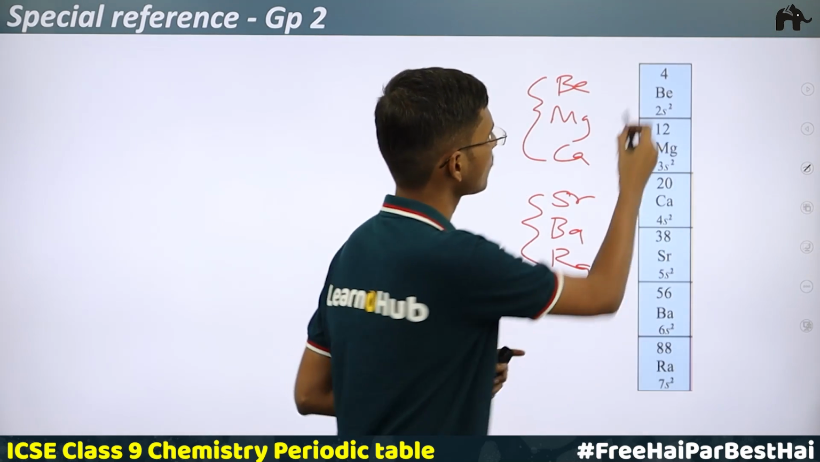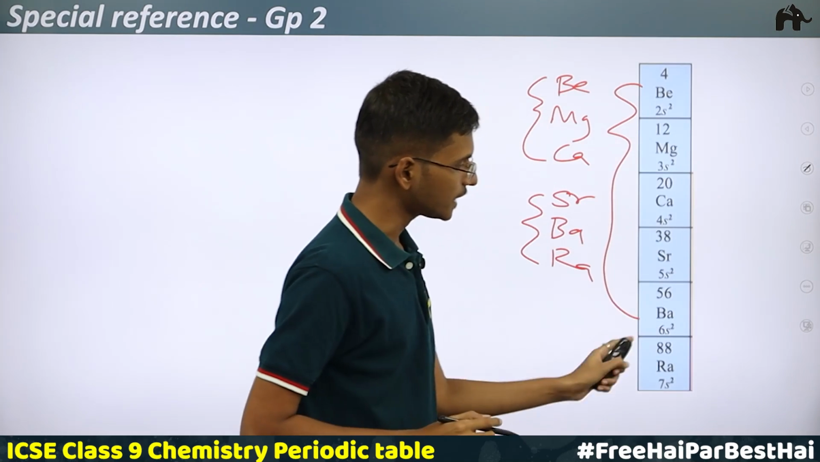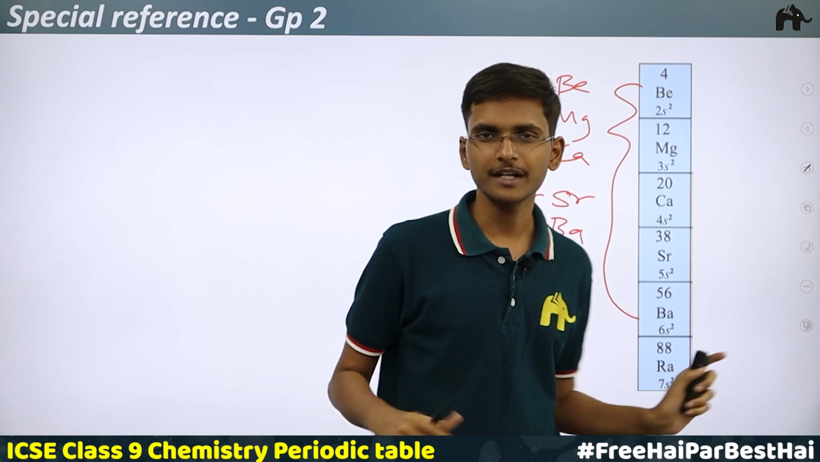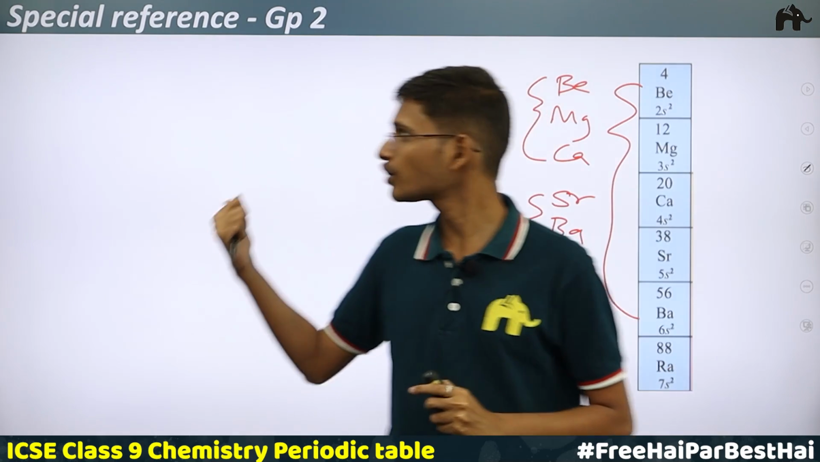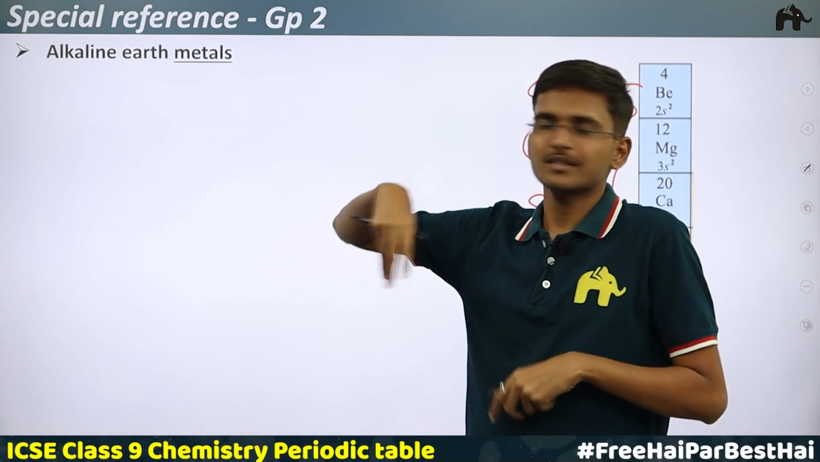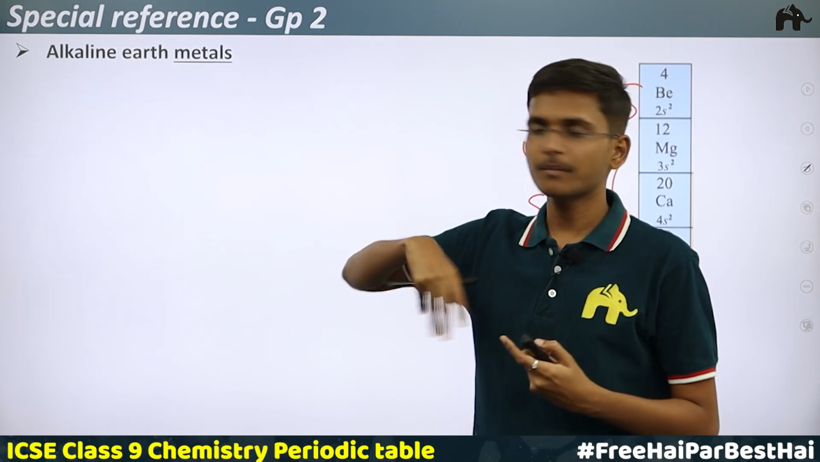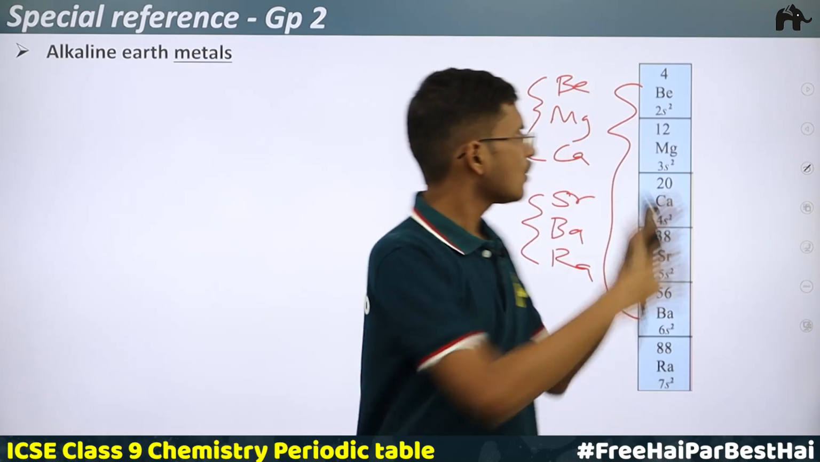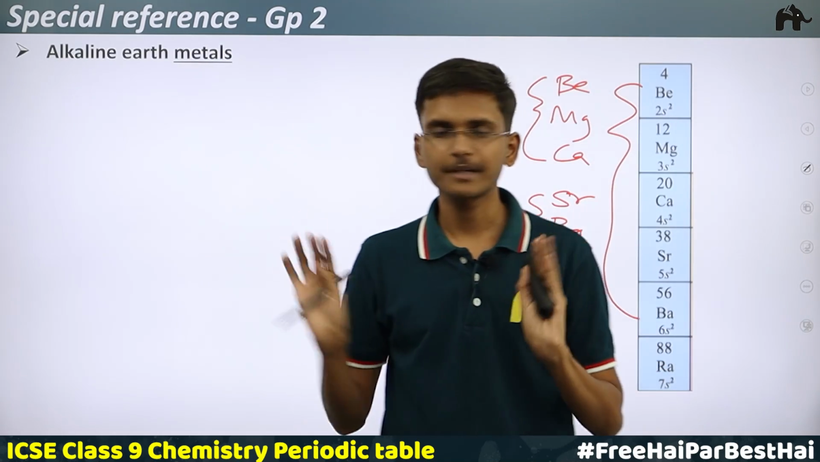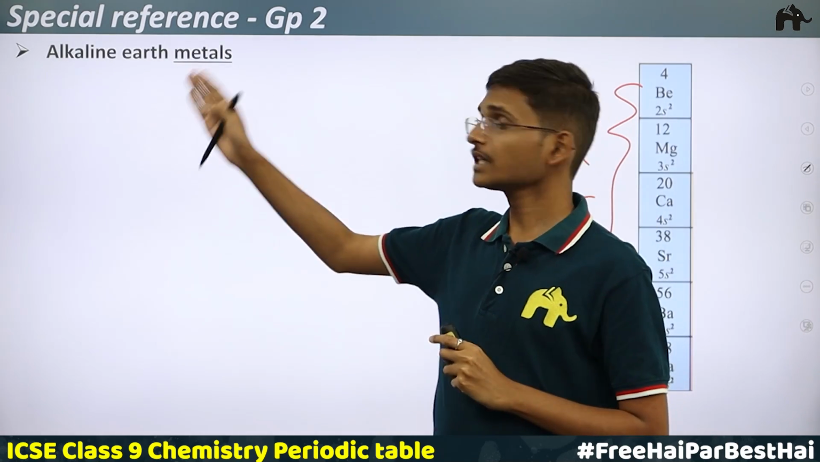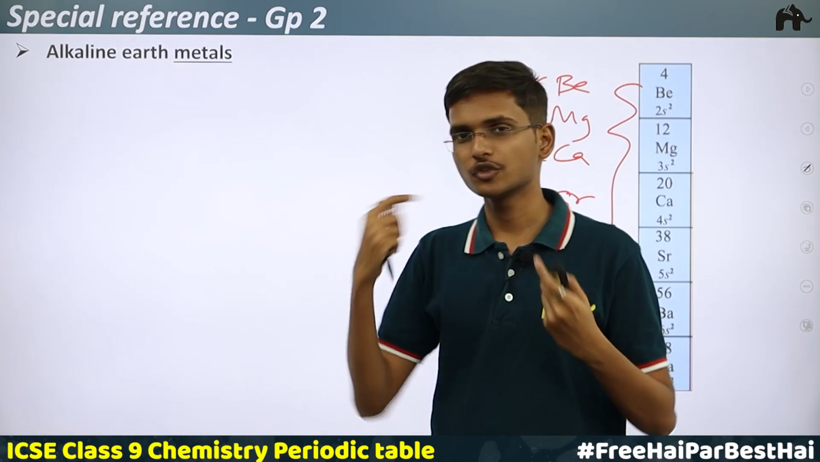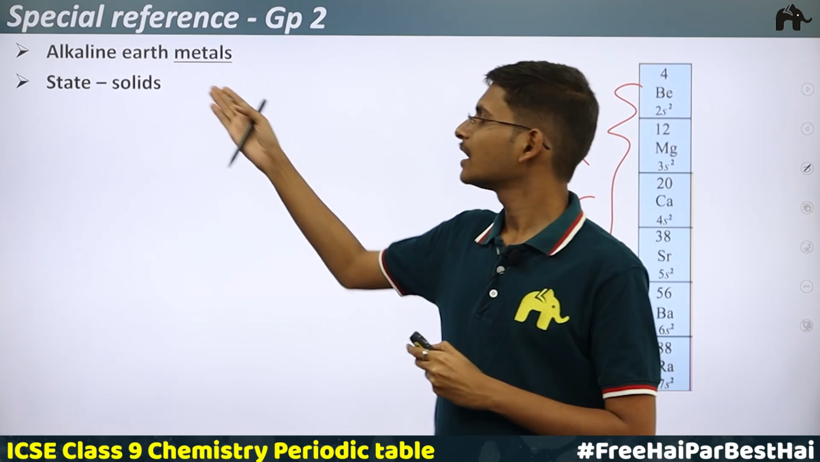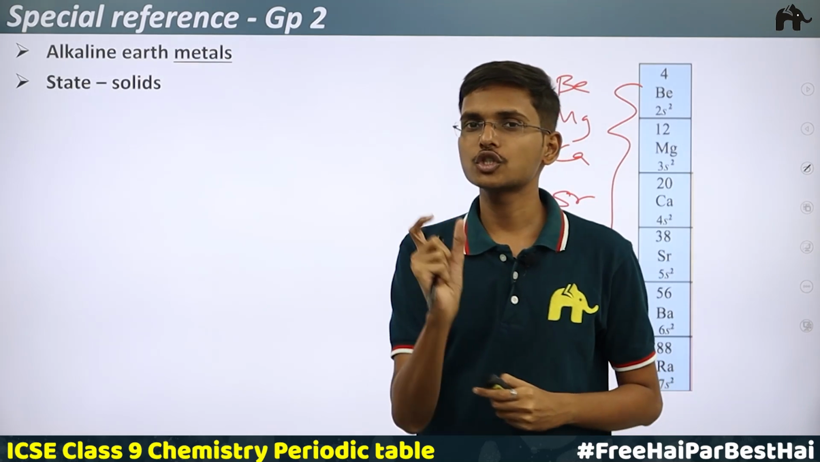Now the properties are mostly applicable to these 5 elements, 1 2 3 4 5, not to radium. So what are the properties? First of all, group 2 elements are called alkaline earth metals. All these group 2 elements are called alkaline earth metals. Clear? Since their name has metals, it would be clear to you they are metals. Their state is solid.